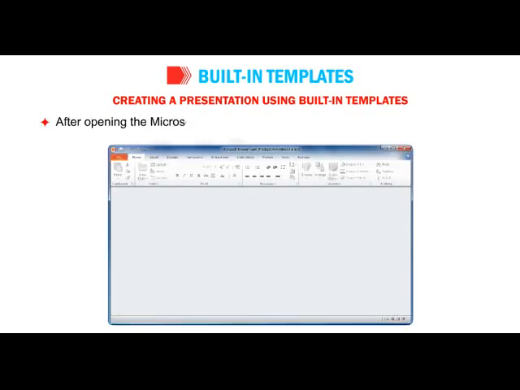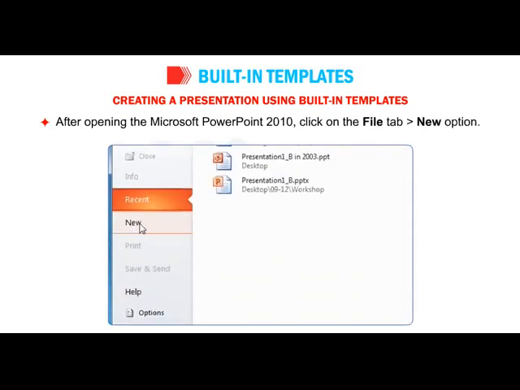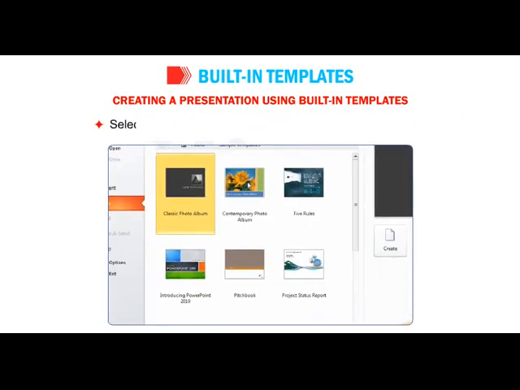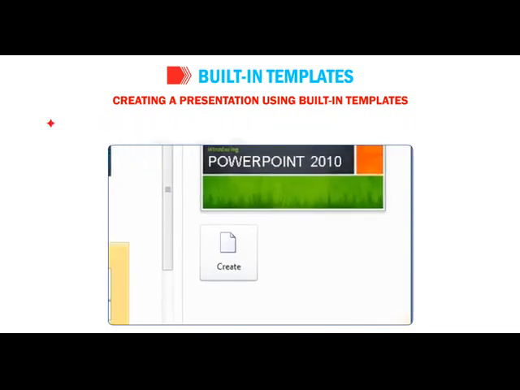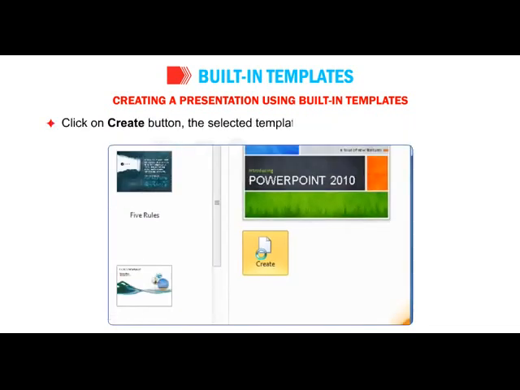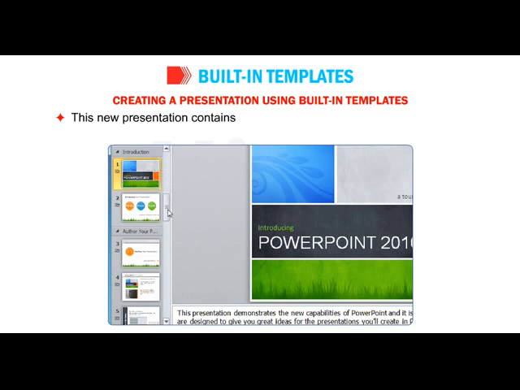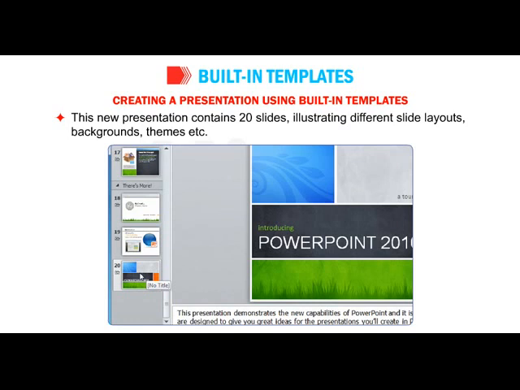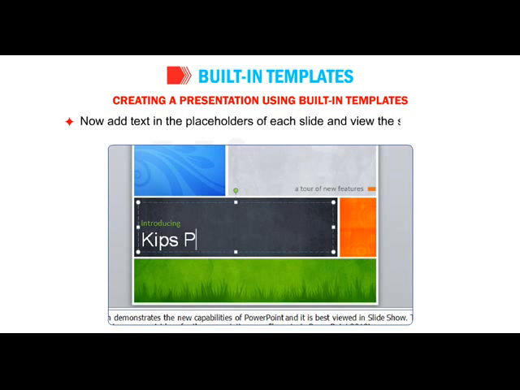After opening Microsoft PowerPoint 2010, click on the File tab, then go to the New option. Under the Available Templates and Themes section, select Sample Templates. Select Introducing PowerPoint 2010 from the displayed list. Click on the Create button. The selected template will open as a new presentation. This new presentation contains 20 slides illustrating different slide layouts, backgrounds, themes, etc. Now add text in the placeholders of each slide and view the slideshow.